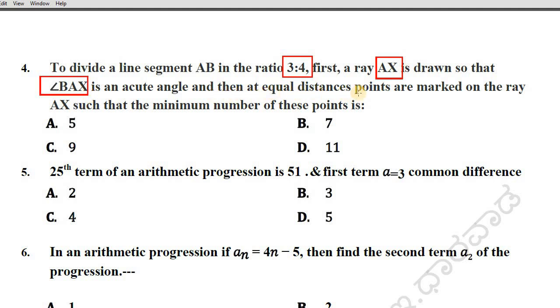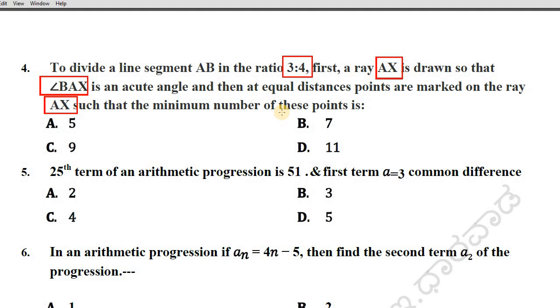Then, at equal distant points are marked on the ray AX, such that minimum number of these points is. You know what they are saying? First, you will draw a line segment of a particular length and then you will draw a ray AX and it makes acute angle. And the ray AX, how many markings you are going to mark?